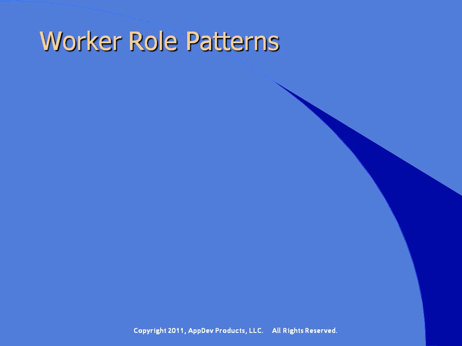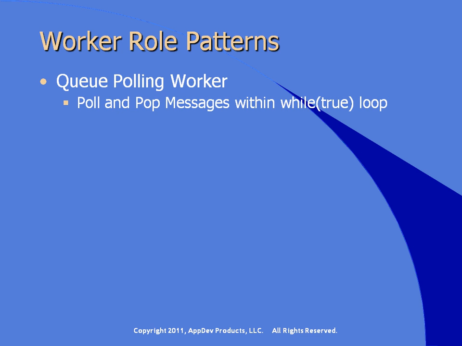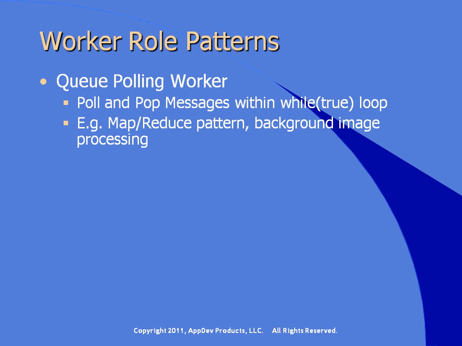There are three common patterns of worker roles. Pattern 1 is for polling. The worker role polls a queue and pops messages, performs work, and polls the queue again. For example, you can use it to pull and process background images.